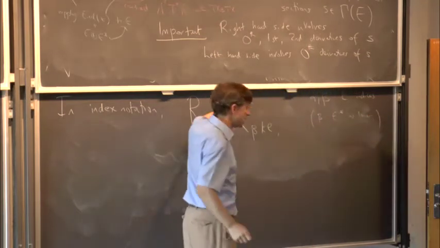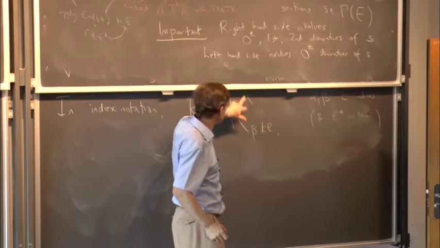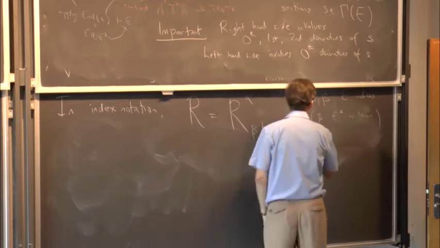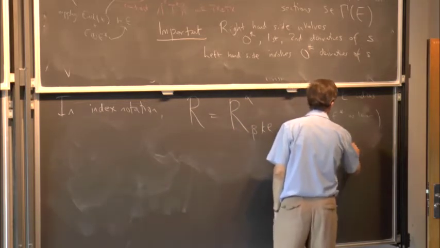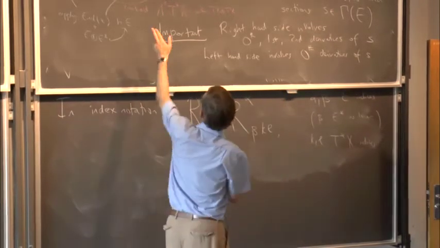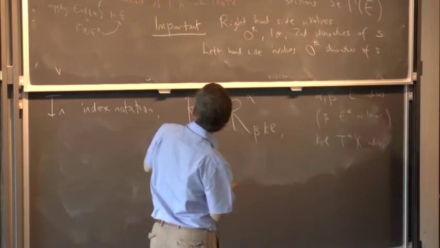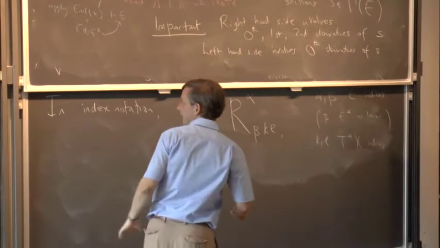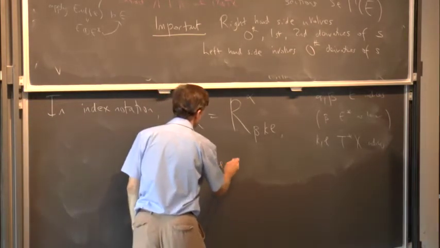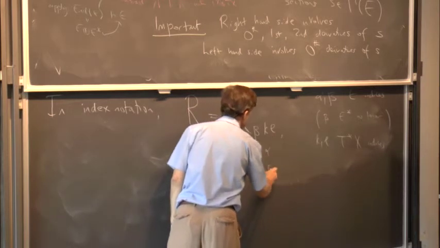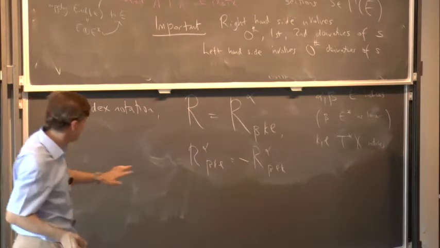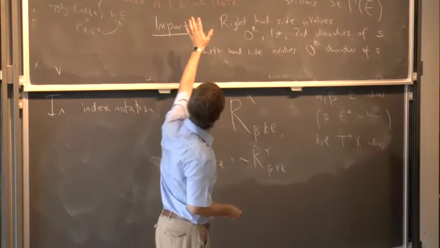So the upstairs indices represent E or TX, downstairs indices represent E star or T star of X, and the K and the L are T star of X indices because they're lower, and because it's a two form, it's an End(E)-valued two form, because of this exterior thing here, that means that R alpha beta KL is minus R alpha beta LK. Meaning if you swap around two indices downstairs, these two indices, then you change the sign. And that's obviously true on the right-hand side.